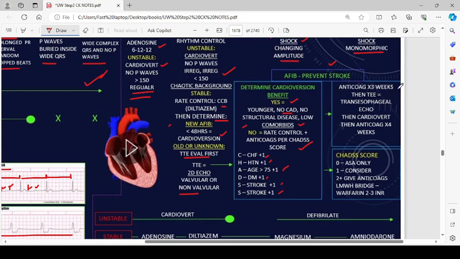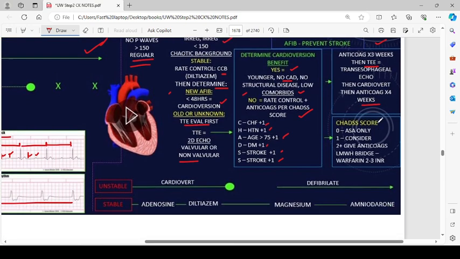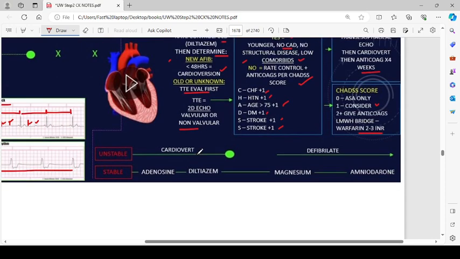So anticoagulation for 3 weeks. To prevent the stroke in atrial fibrillation, we have to give anticoagulant for 3 weeks, then transesophageal echocardiogram, then cardiovert, then anticoagulation for 4 weeks. And the CHAD score, if it is 0, give aspirin only. If it is 1, consider 2 plus anticoagulants, that is low molecular weight heparin bridge and warfarin, 2 to 3 INR.